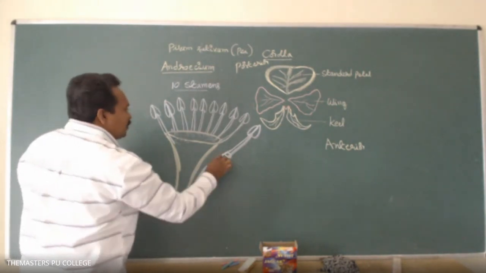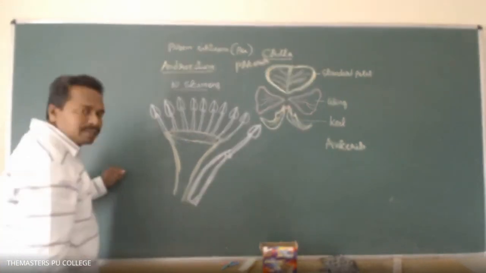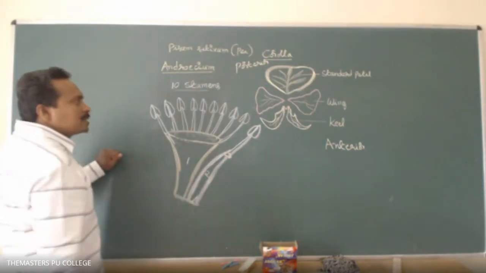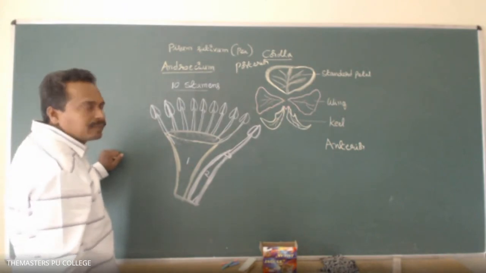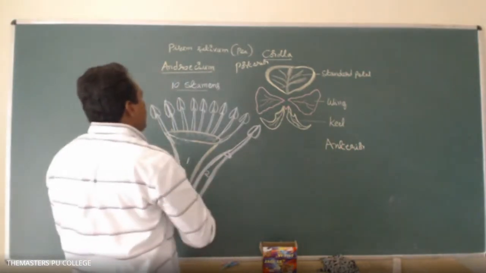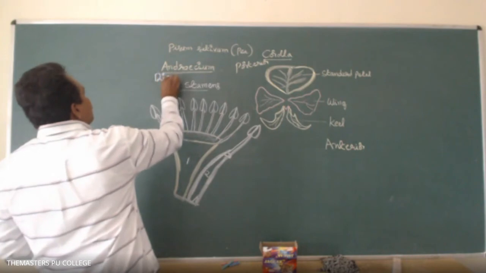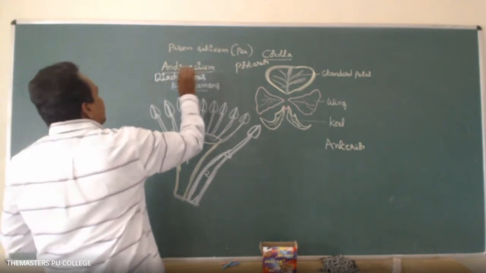So in the Fabaceae family, the stamen androecium is diadelphous. This is one bundle and the second bundle, right? Diadelphous. The androecium is diadelphous. Very good. Diadelphous stamen.